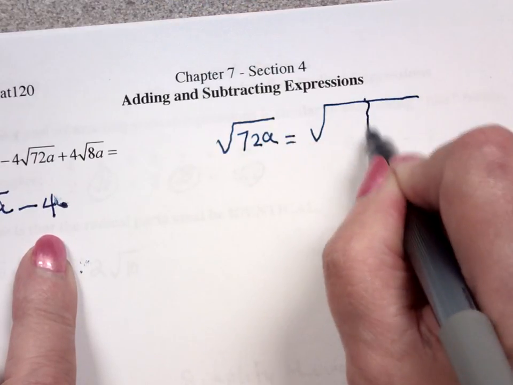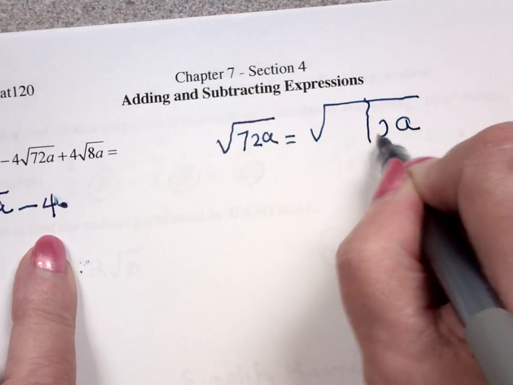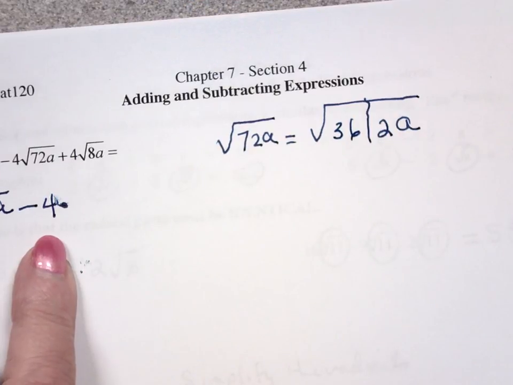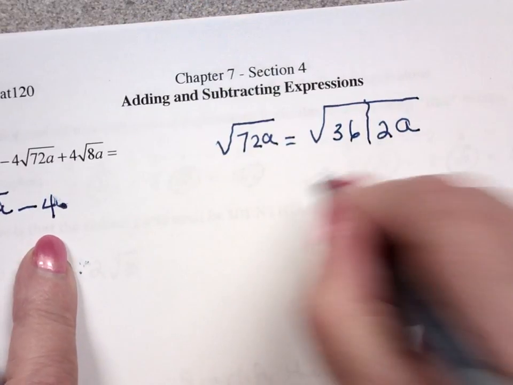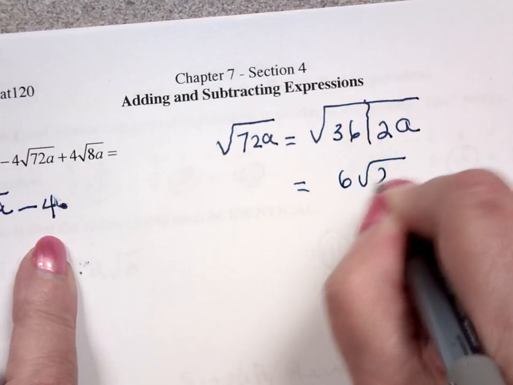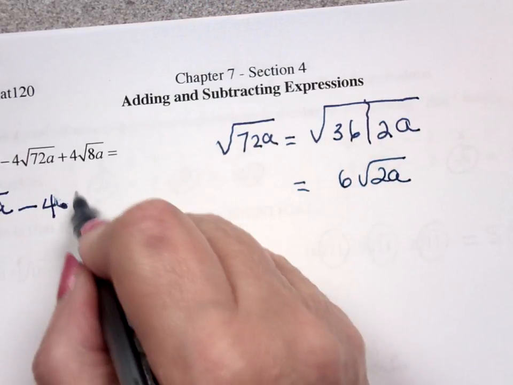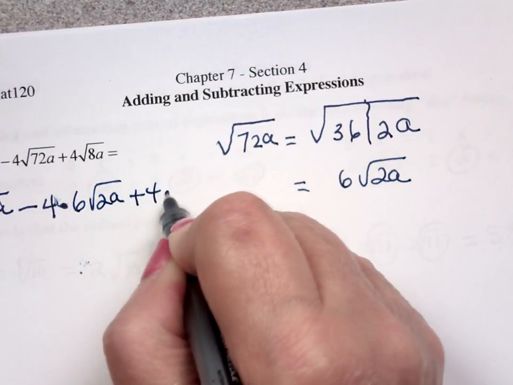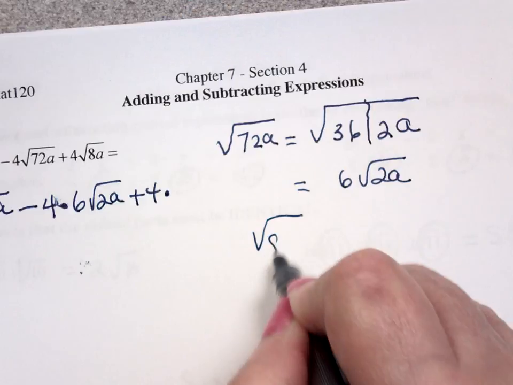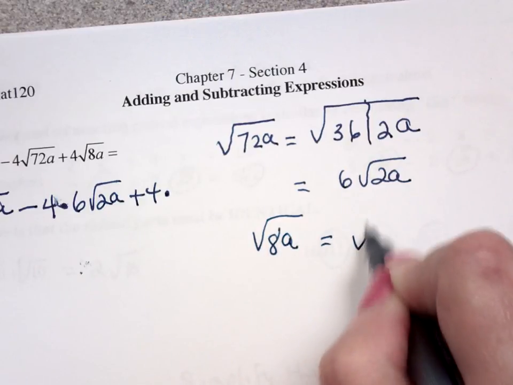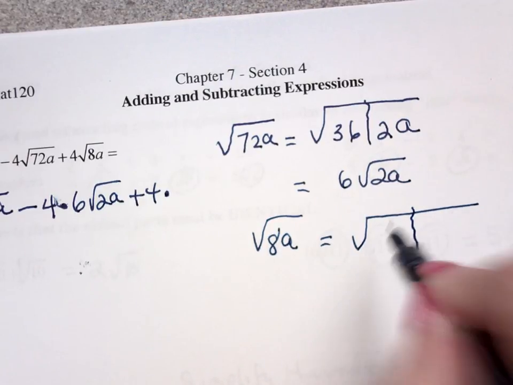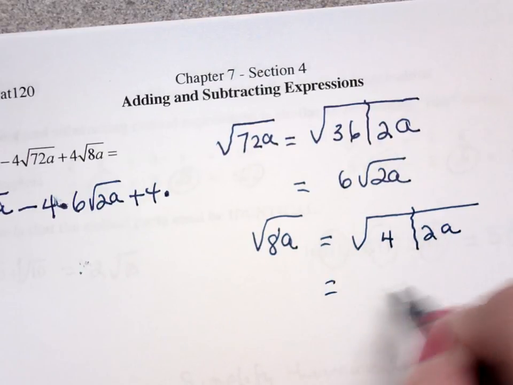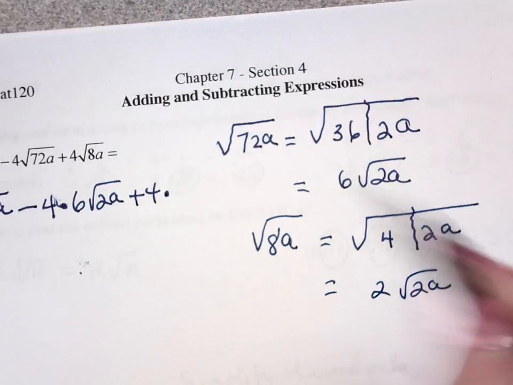And I need to break it down, so I have an a and a 2a, and 2 divides 72 36 times, so it's 6 square roots of 2a. Plus 4 times the square root of 8a. Well, 2a times 4. So it's 2 square roots of 2a.